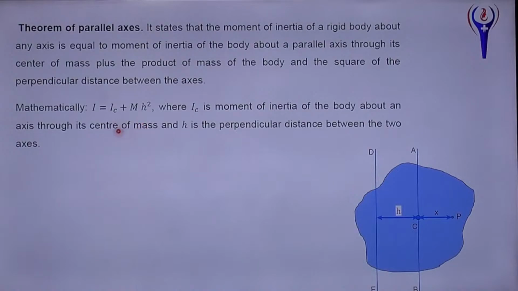Different symbols we will use. But I equals IC plus M H square. And here IC or IG is the moment of inertia of the body about an axis passing through the center of mass, and H is the perpendicular distance between the two axes. And this formula is for moment of inertia about this ED or DE axis.